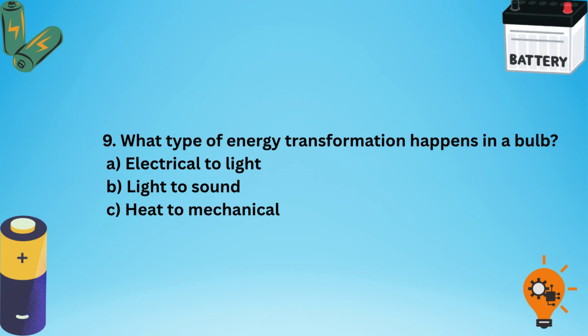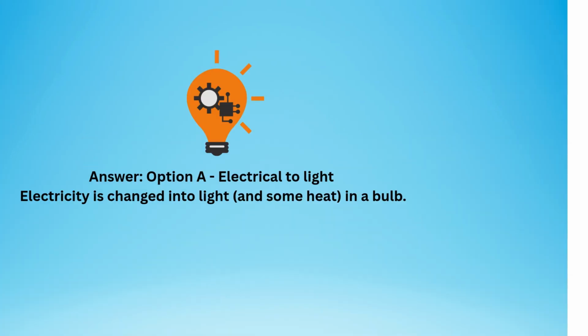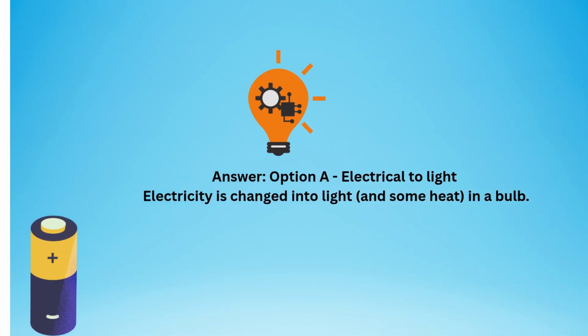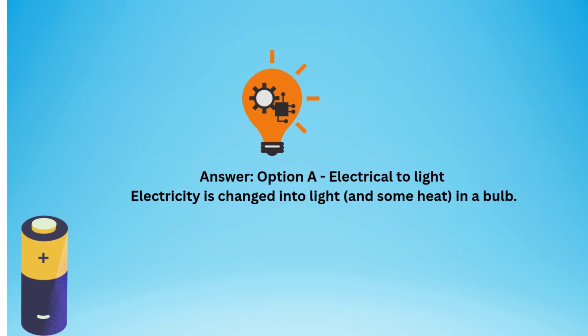What type of energy transformation happens in a bulb? Electrical to light, light to sound, heat to mechanical. Electricity is changed to light energy and some heat in a bulb.